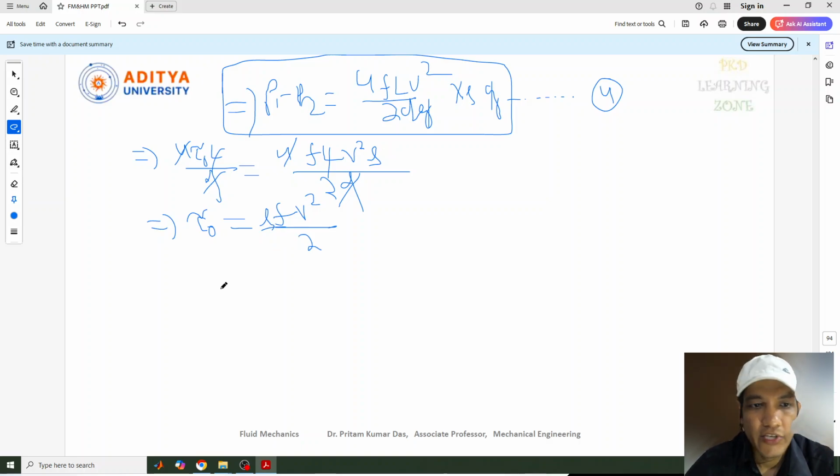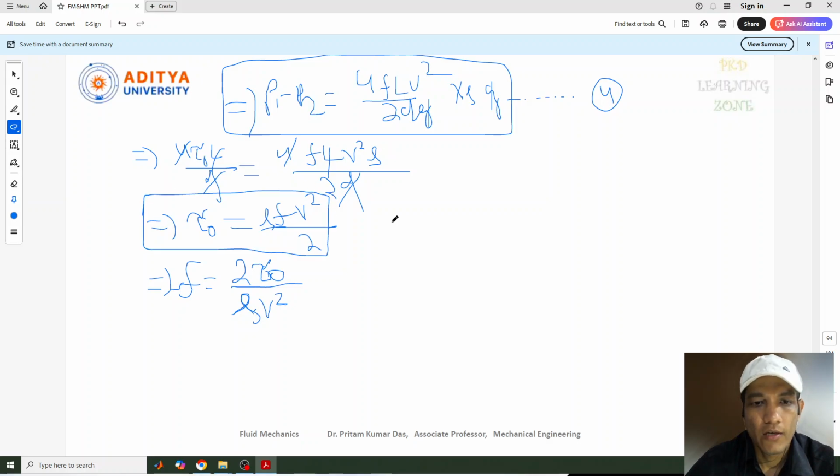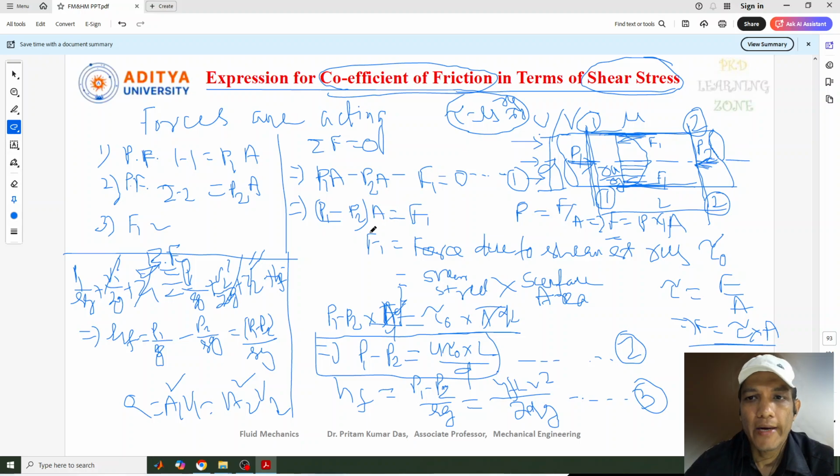Now if you want to change this equation, we can write it this way also: f equal to 2 tau naught divided by rho V square. This can also be written. This is the expression for the coefficient of friction in terms of shear stress, and you can call this equation 6. Okay, so I hope you understand this equation.